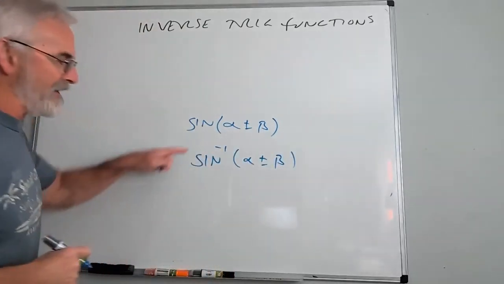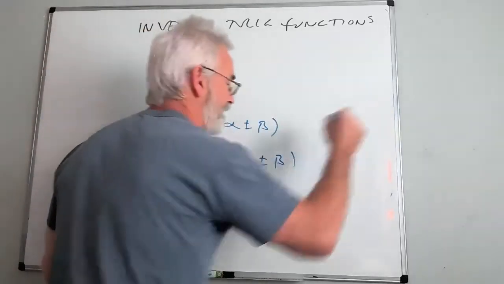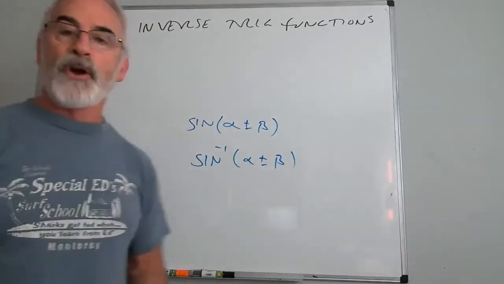There exist no identities for inverse trig functions. Remember, this would be an angle, I would output a ratio. This would be a ratio, I would output an angle. And again, there's no identities.